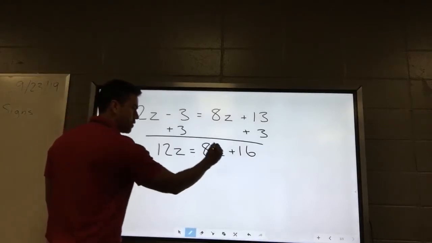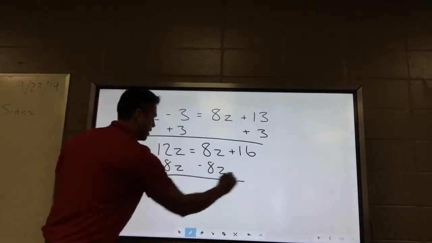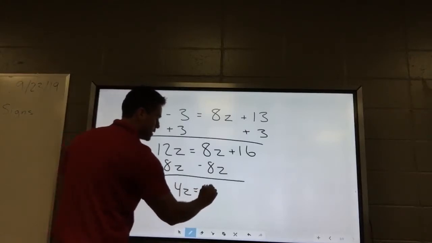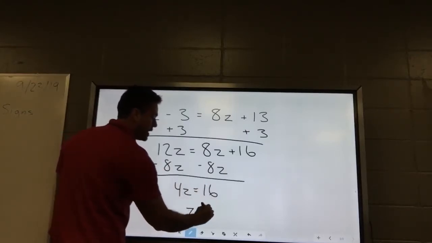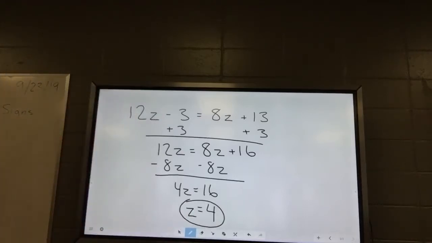Yeah, you're going to get rid of this 8z from both sides. So you subtract 8z from both sides. 4z equals 16. On any of those answers, did you get z equals 4? Yes, sir. So all three of the ways we've done it now, right? Is that the only way to do this problem?